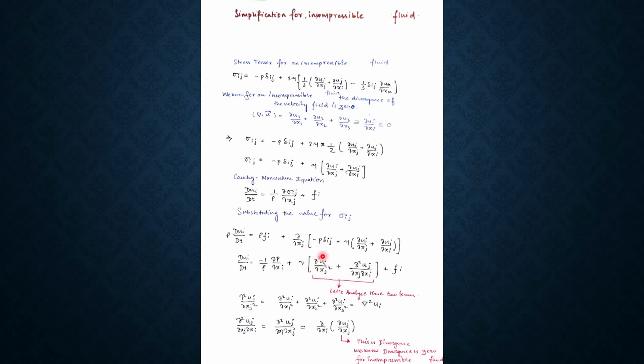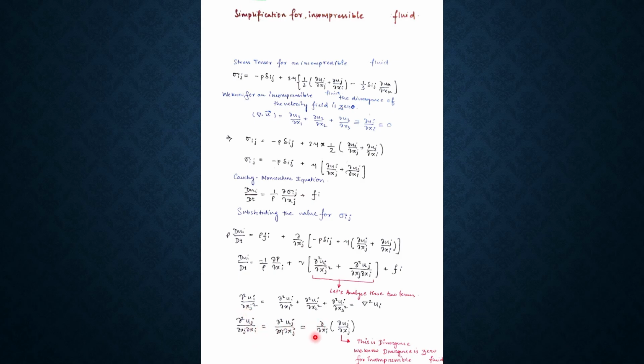Now we need to analyze these two terms that we have obtained. The first is the del square u_i by del x_j square. So what it is, we put the indices for the j: del square u_i by del x_1 square, del square u_i by del x_2 square, plus del square u_i by del x_3 square. It is nothing but nabla square of u_i. Now the second term, del square u_j by del x_j del x_i. We can also write this as del square u_j by del x_i del x_j, because it doesn't really matter in what order we take the partial derivative.